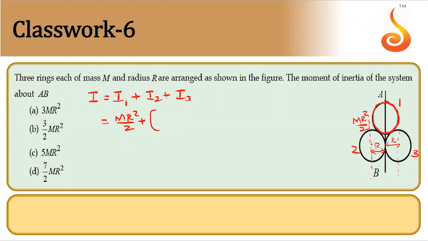Right? So it is mr square by 2 plus... See, we need about this axis. Which axis? AB. So what is this distance? It is r. So use parallel axis theorem. Moment of inertia about center of mass is mr square by 2 plus moment of inertia of this portion. So it should be mass into distance between the two axes square. So this is your parallel axis theorem.